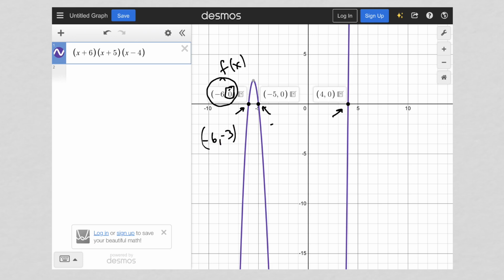And for -5, we should also have -5, comma, -3. And for 4, we should also have 4, comma, -3, right? Because each of these situations started off at 0 because they're x-intercepts. So we're moving down by 3. So they should all turn into -3s.